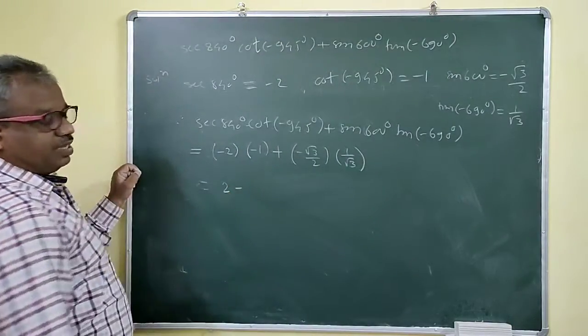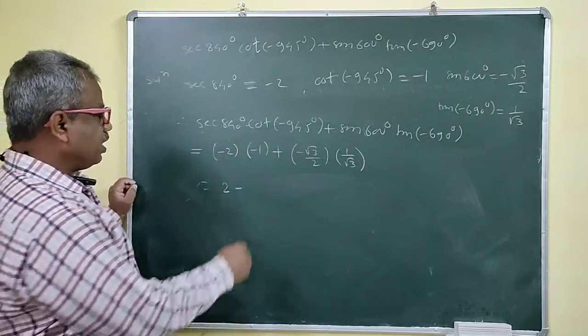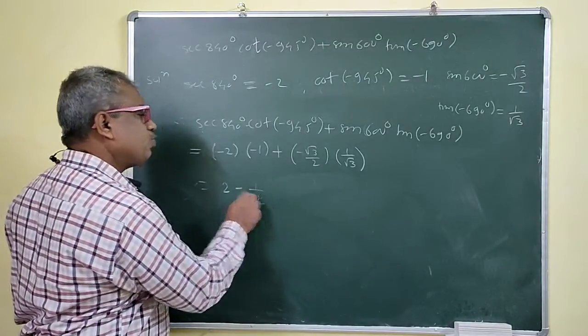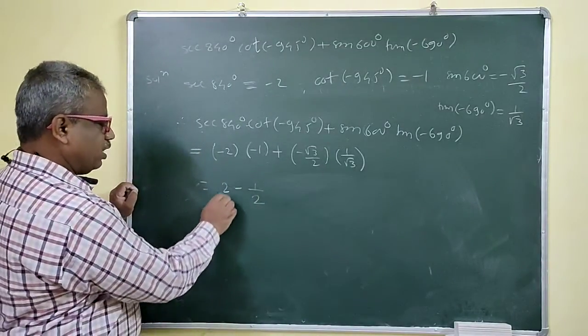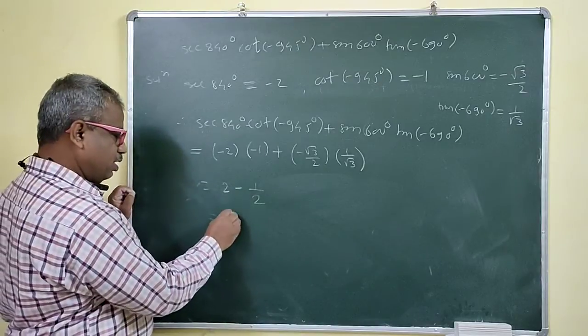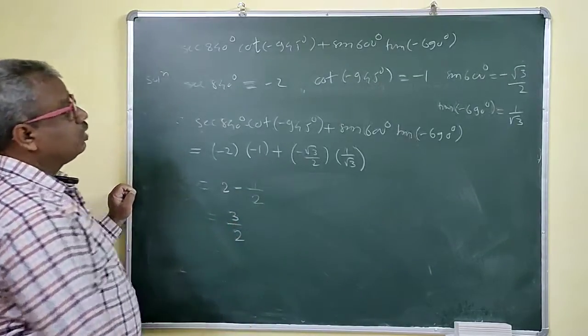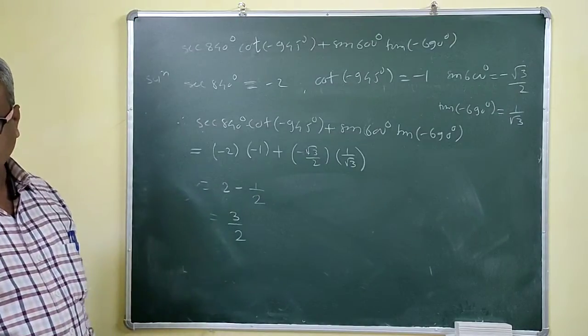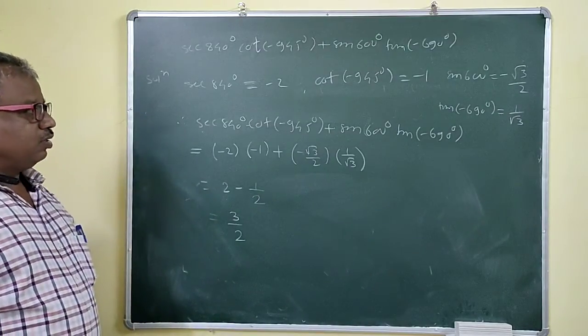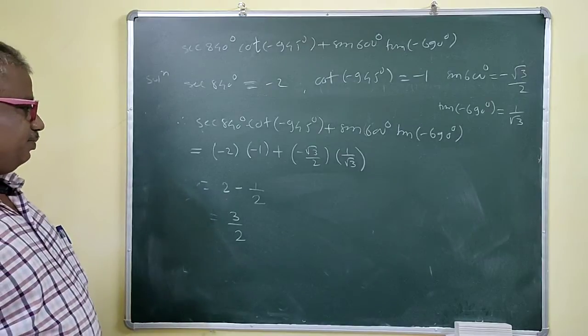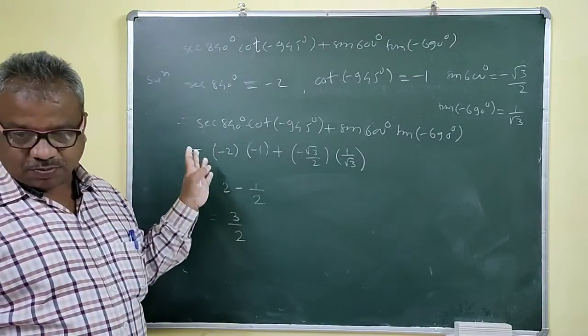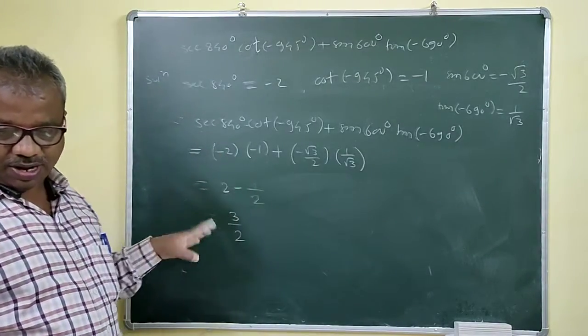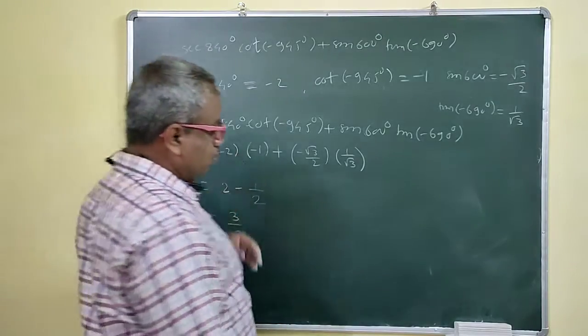Right? This will be minus then. Root 3 gets cancelled, so 1 by 2 now. So 2 minus 1 by root 2, so 4 minus 1 is 3 by 2, right? So we get this. Okay? So take care, easily we can do this with the help of allied angles. You can find this one, right?